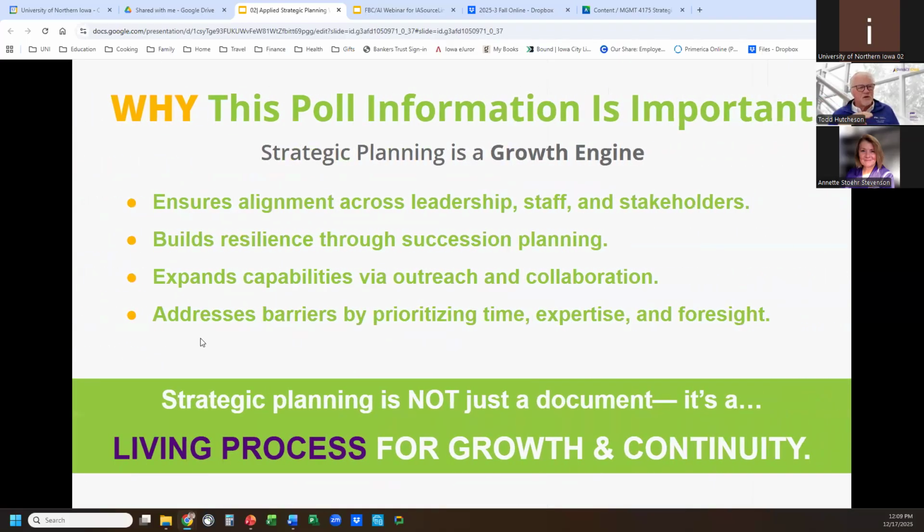Why is the poll information that we're presenting important? Well, strategic planning is a growth engine. It's not just a document. It's a living process for growth and continuity in your business. It ensures alignment. It builds resilience. It expands capabilities. It addresses barriers in your organization. So there are so many benefits that come from doing a strategic plan.